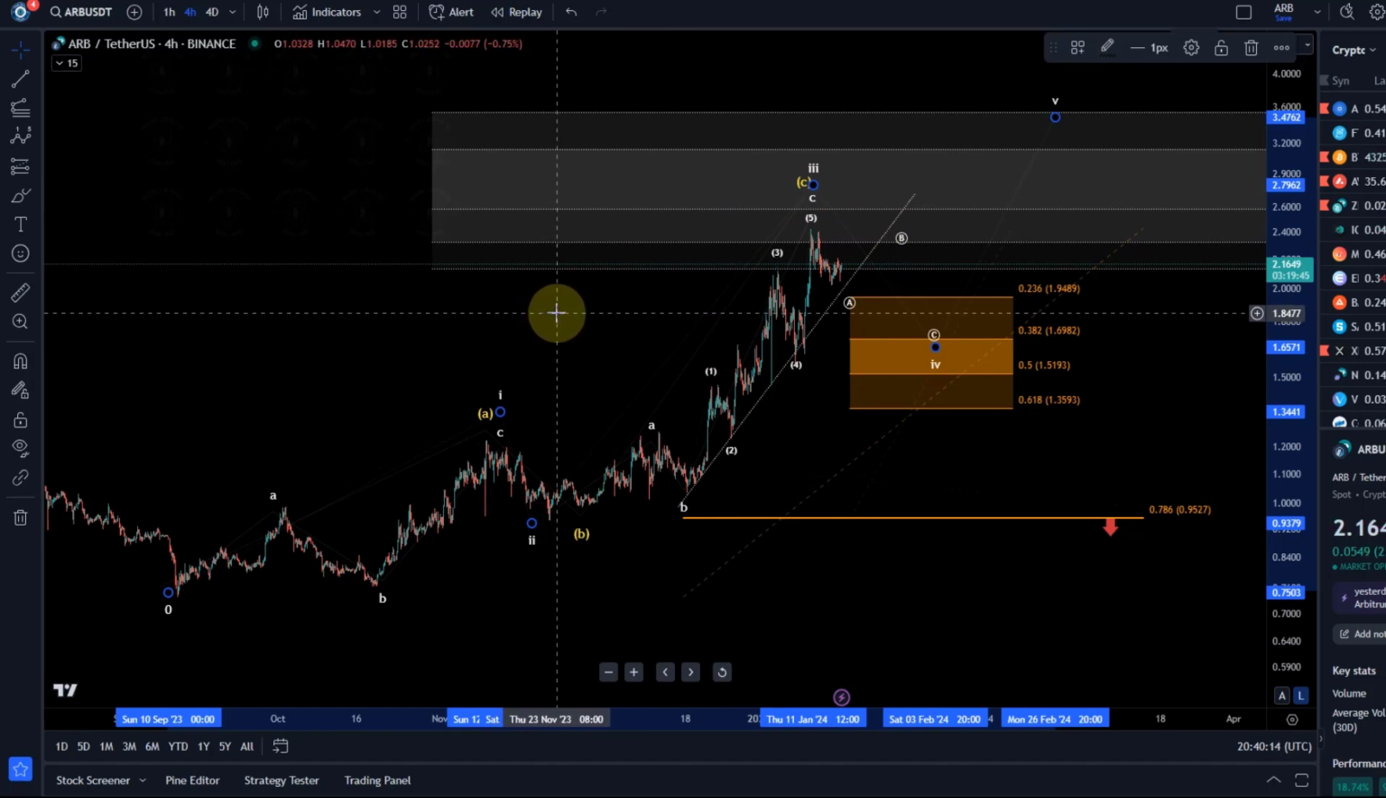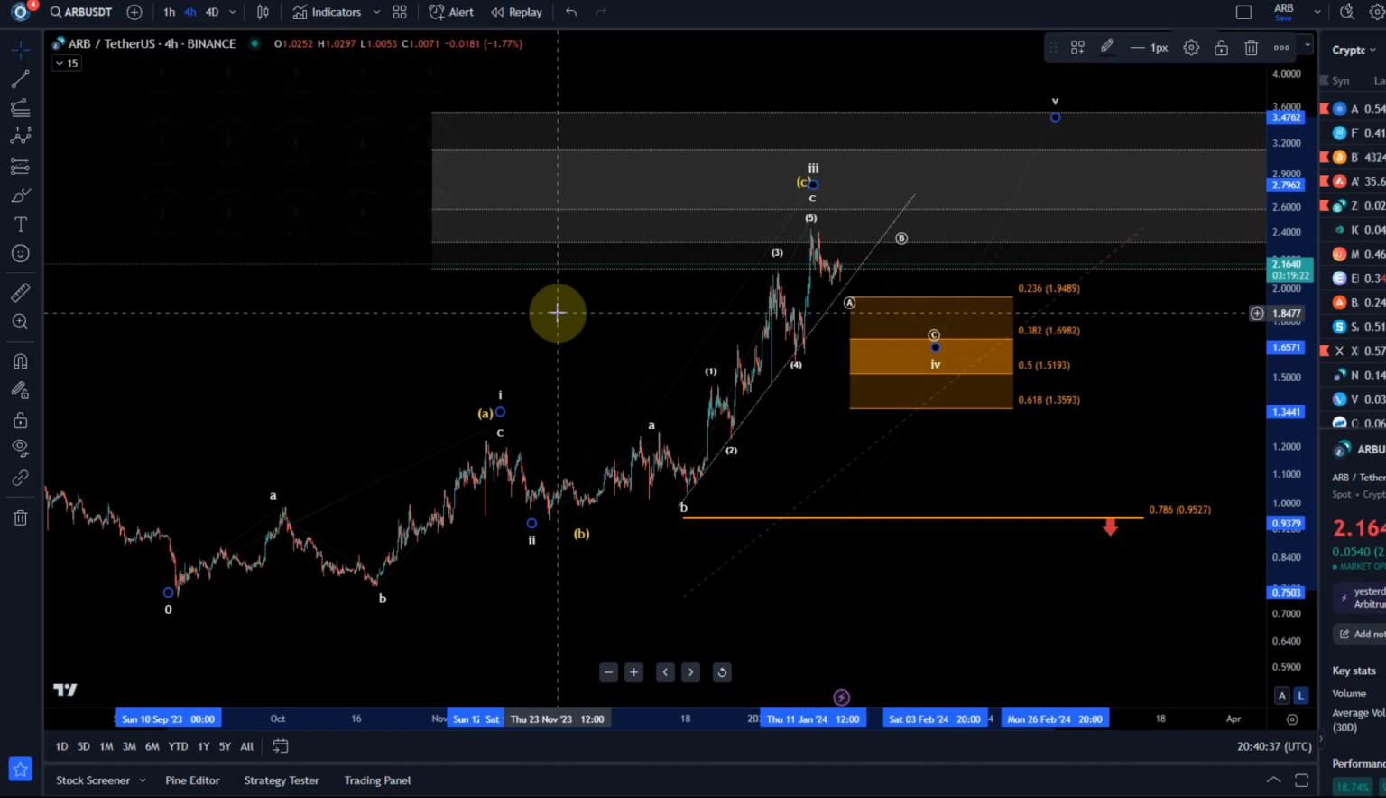Okay, so a potential setup would be a pullback to the trend line. You know, there are people who trade pullbacks to trend lines. I like to use the fibs, so the main support for me is $1.35 or $1.52. I mean, that's the reliable one. The golden ratio level, as I said, is quite deep for the wave 4.